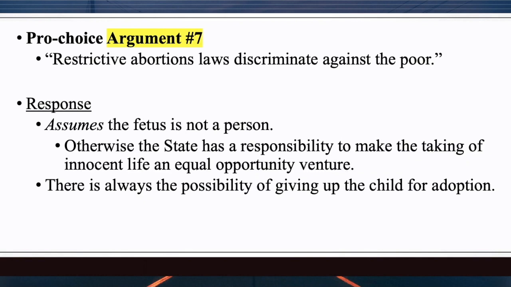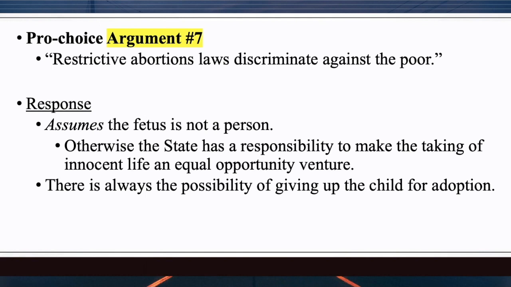And our last one, pro-choice argument number 7. Restrictive abortion laws discriminate against the poor. Again, pro-choice advocates assume the fetus is not a person. It begs the question, so they need to answer that, and they can't. Otherwise, the state has a responsibility to make the taking of innocent life an equal opportunity venture. If it's based on the discrimination against the poor, well, now we have to talk about equal opportunity.